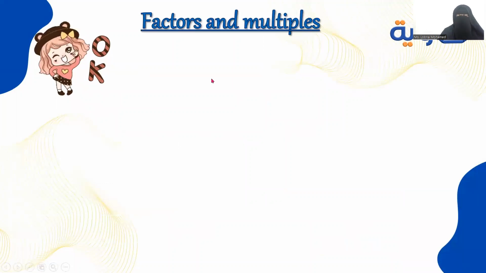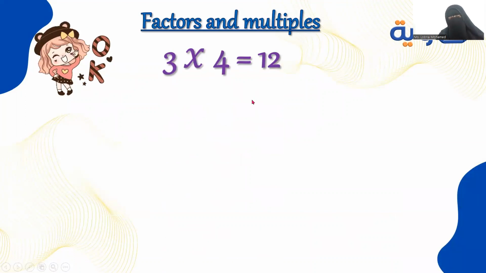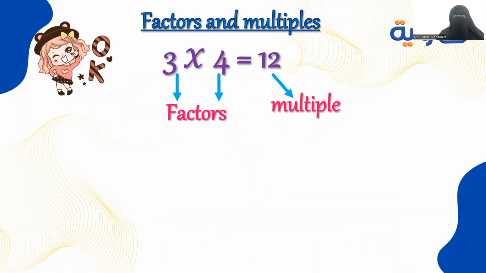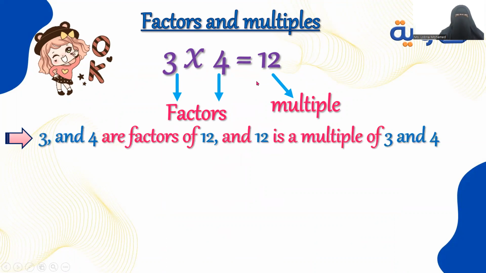Now let's move to talk about another thing. Let's talk about factors and multiples. Look at this equation. This is a multiplication equation. 3 times 4 equals 12. Okay. Do you know 3 and 4 are called what? They are called factors. And 12 is a multiple. And what is the relation between them? We can say 3 and 4 are factors of 12. But 12 is a multiple of both 3 and 4.